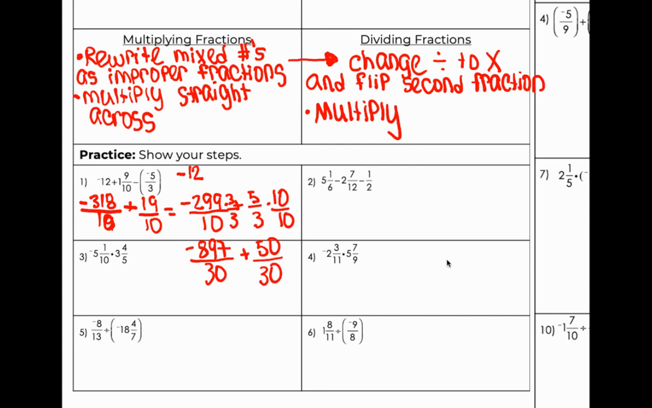Okay, so then we're starting at negative 897 and we're moving 50 closer to 0. So that means I'm going to be at negative 847 over 30. And that's my improper fraction, so I could just leave it like that, or I could try to simplify. We'll go ahead and just leave it like that for this problem. So we got the idea of the addition and subtraction. We can work on reducing later.